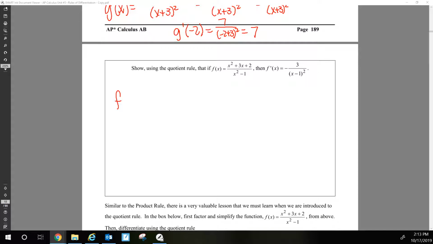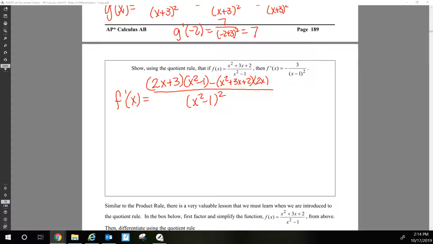So our derivative should be the derivative of the top. The derivative of x squared is 2x, the derivative of 3x is 3, the derivative of 2 is 0, times the bottom, minus the top, times the derivative of the bottom. The derivative of the bottom would be 2x and 0. That's all going to be over x squared minus 1, squared.